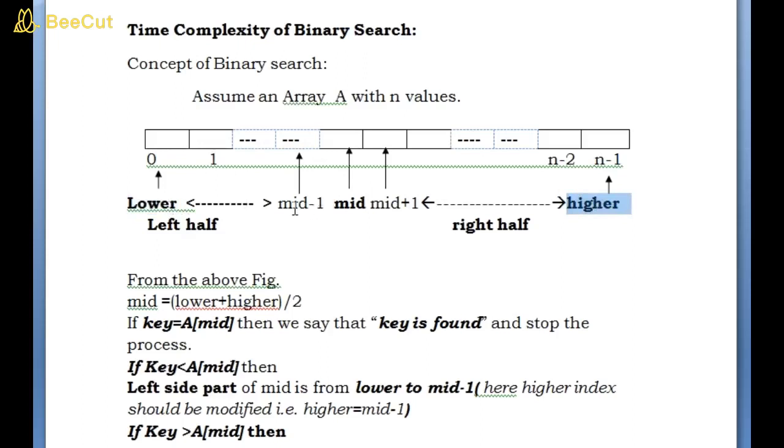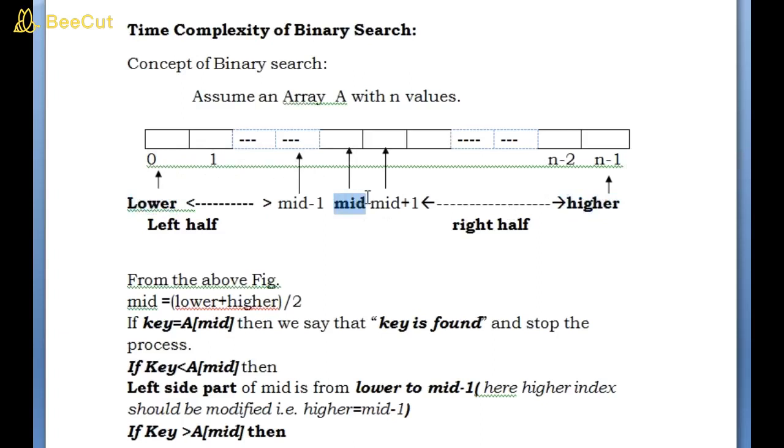If the array has more than one value, or the array has at least one value, then we can apply the binary search mechanism. And one more thing is the binary search mechanism can be applicable only when the data is in sorted order. So if the array has at least one value, then we identify the lower index value and higher index value of the array.